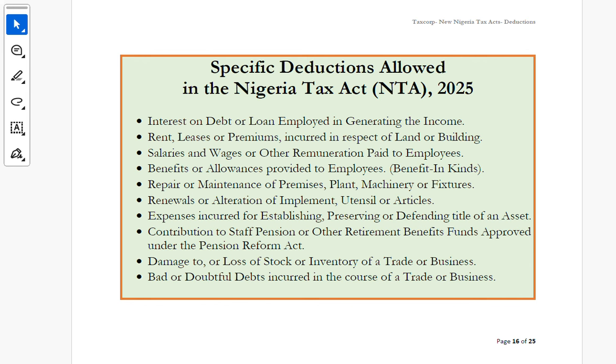Repair or maintenance of premises, plant, machinery, or fixtures. Renewals or alteration of implement or utensils and articles. Expenses incurred for establishing, preserving, or defending title of an asset, what expenses you pay to your lawyers. Contribution to staff pension or other retirement benefit funds approved under the Pension Reform Act. Damage to or loss of stock or inventory of a trade or business, when fire catches your stock. Bad or doubtful debts incurred in the course of a trade or business.